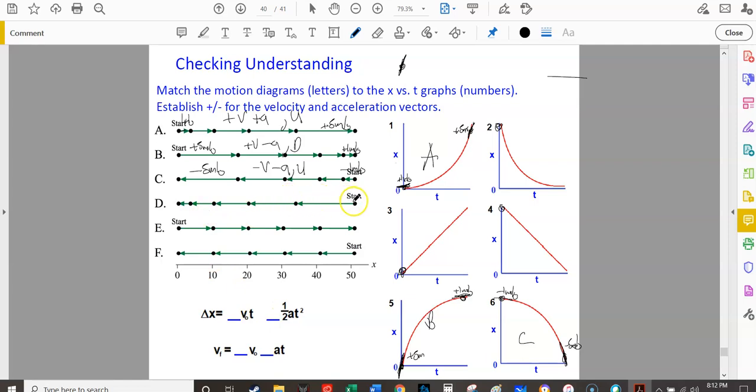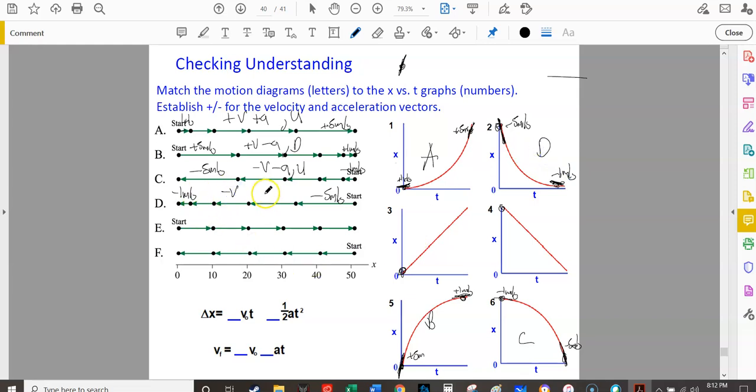Let's try D. D starts off over here with a high negative slope, so it's going to be a very steep negative slope, and a somewhat level negative slope. So this starts off with a very steep negative slope and ends up with a somewhat level negative slope. So this looks like it matches up with D.